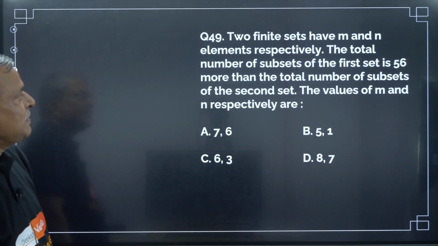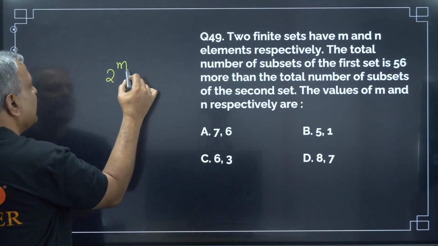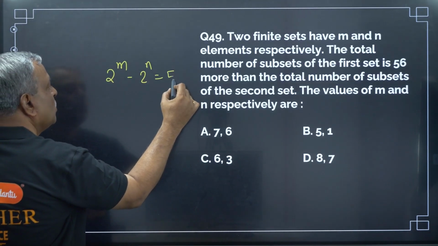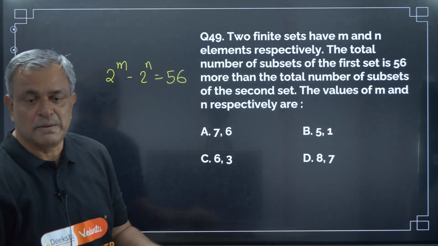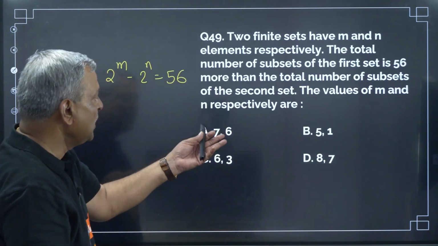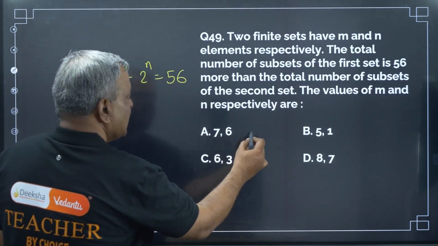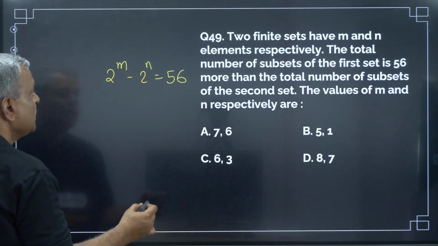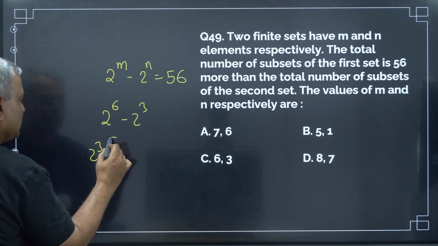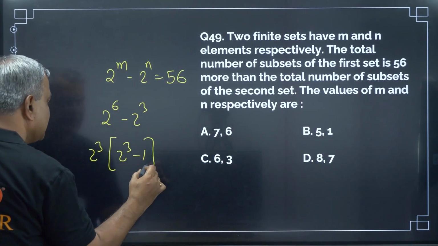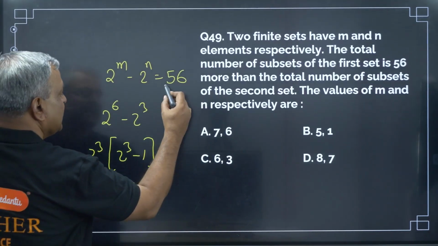Two finite sets have m and n elements. You know, the number of subsets possible. 2 to the power m minus 2 to the power n is equal to 56. Number of subsets is 2 to the power m if m is the number of elements of a given set. So you have to see which option comes. If you see here 6 and 3, if you do 2 to the power 6 minus 2 to the power 3, 2 to the power 3 is common, you get 2 cube into 2 cube minus 1, this is 8 and this is 7, 7 8s are 56, so it is satisfied.